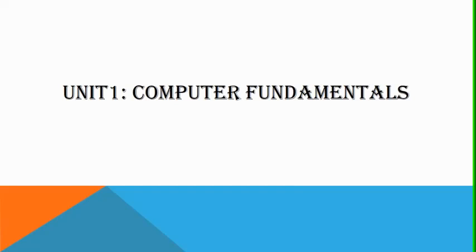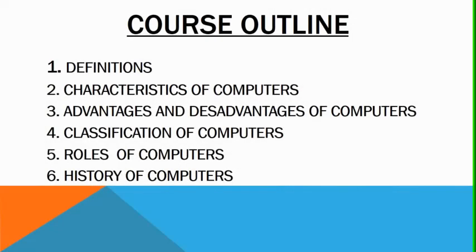This is Computer Science Level 4, Unit 1, titled Computer Fundamentals. This unit tells about 6 subtopics, which are definitions, characteristics of computers, advantages and disadvantages of computers, classification of computers, roles of computers, and history of computers. We are now going to talk about 3 of them: definitions, characteristics of computers, and advantages and disadvantages of computers, and then sit for some exercises.